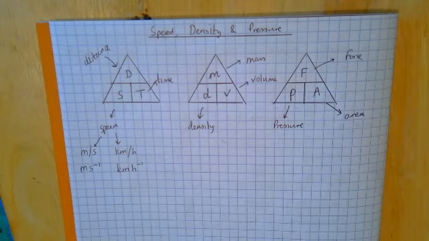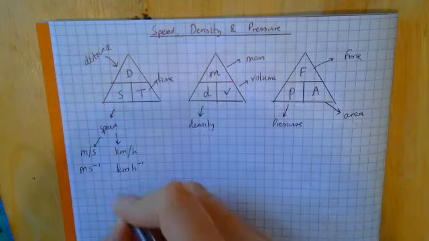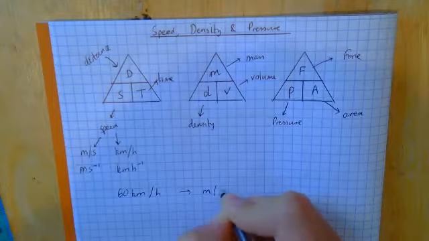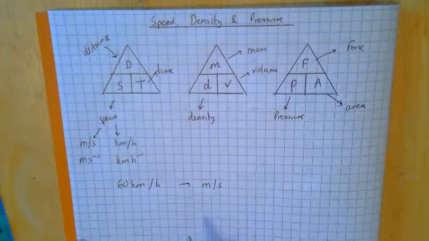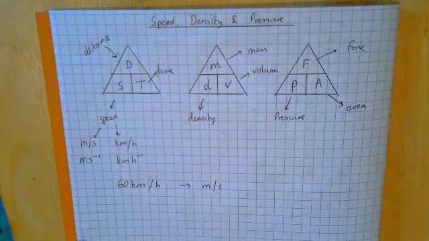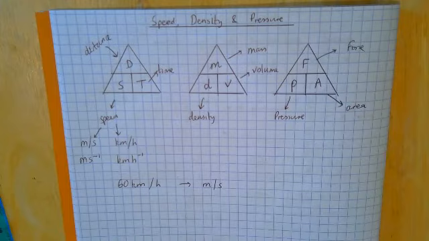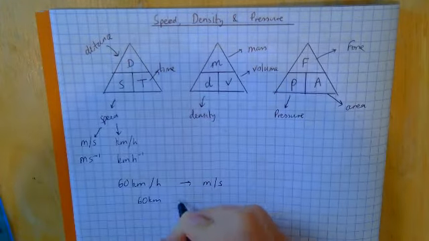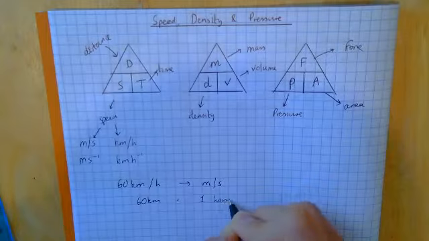The only thing I am going to say is you need to be able to convert between, say, like 60 kilometres per hour to metres per second. They like conversion questions like this. So I would set it out really, really logically. So I would write that this person does 60 kilometres in 1 hour.